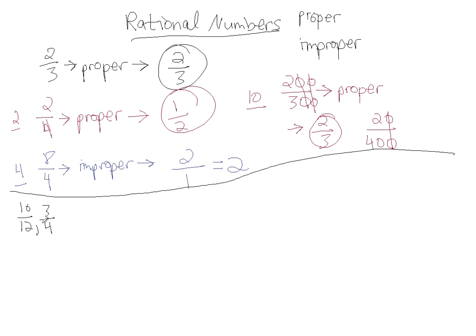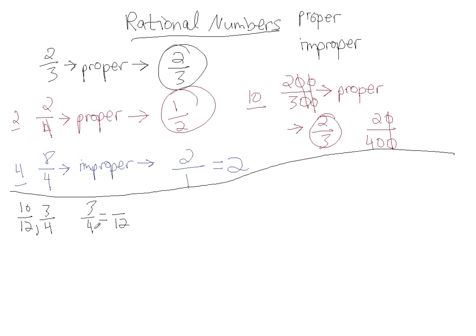So what we want to do is transform one or both of these fractions so they have the same denominator. We only have to transform one of the fractions if one of the denominators will divide evenly into the other denominator. And here's the case. 4 will go into 12 evenly. So let's take 3 over 4 and transform it into a fraction that has 12 as the denominator.